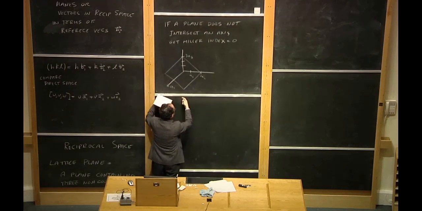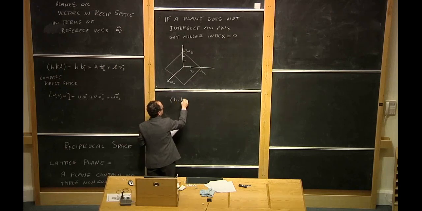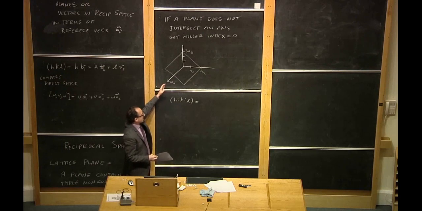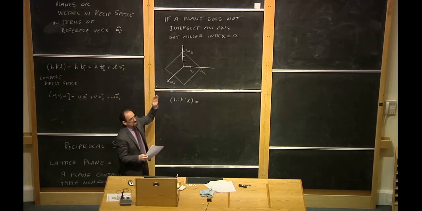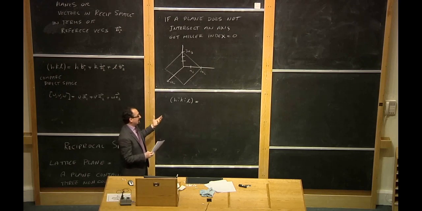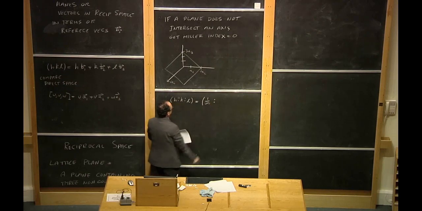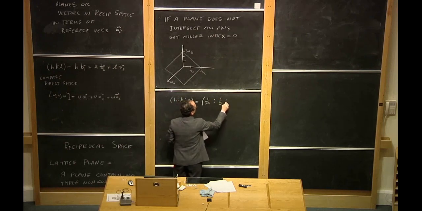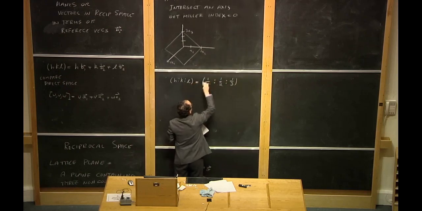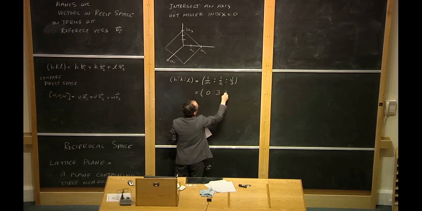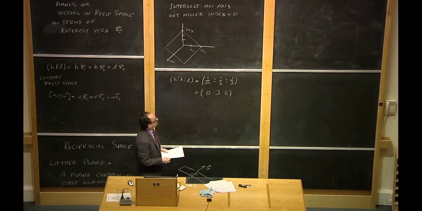So what do we do with the Miller indices? Well, we say H is to K is to L as, well, the first question is where do we intercept the x-axis? If it doesn't intercept the x-axis at all, you can say that it's really like intersecting the x-axis at infinity. So we write 1 over infinity here. And then for K, we intersect the y-axis at 2, so 1 over 2. And we intersect the z-axis at 3, so we write 1 over 3. Multiply by the least common multiple, and we get 1 over infinity is 0, 3, 2. So the Miller indices here would be 0, 3, 2.